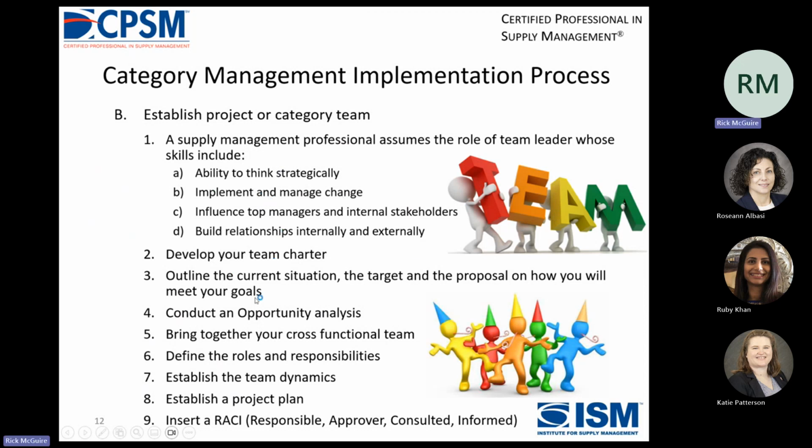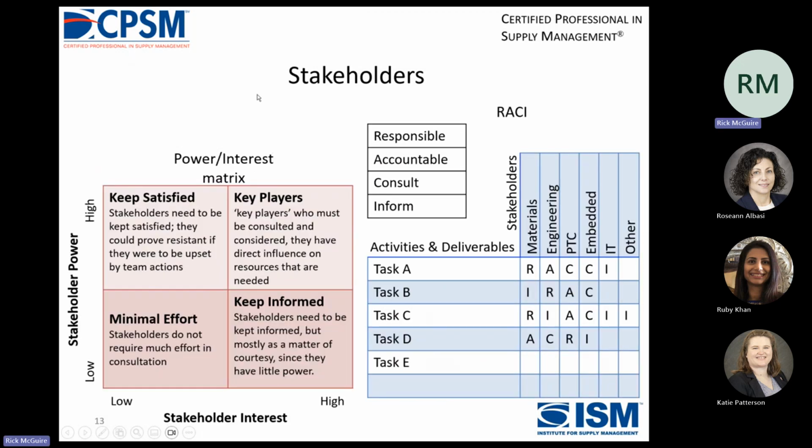You need a cross-functional team, develop your charter, conduct opportunity analysis, bring together your team, establish team dynamics, and the RACI: the responsible, approver, consulted, informed. There's a lot of extra stuff. Like I say, for purchasing projects, usually you just need a scope document, milestones with dates. You can go through and do stakeholder analysis, the RACI.